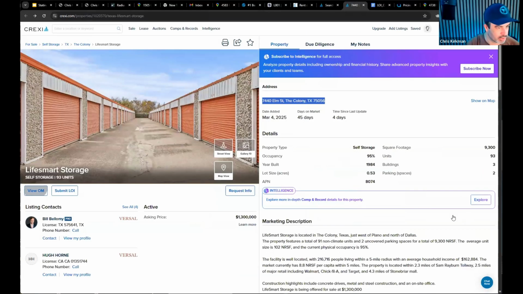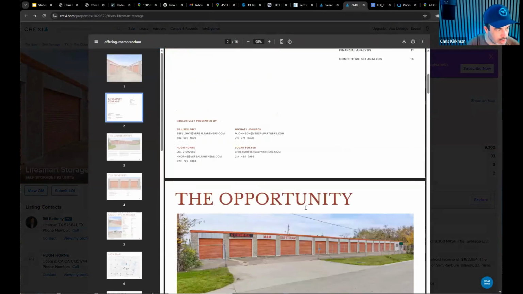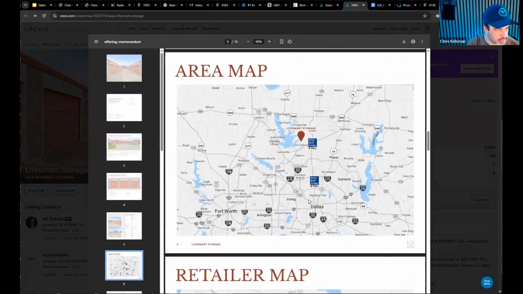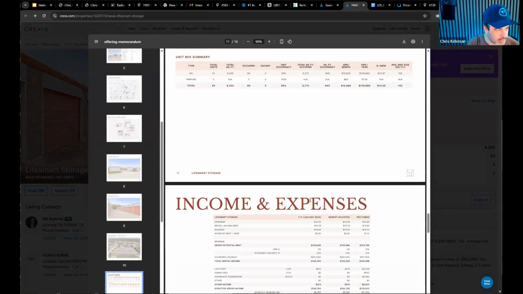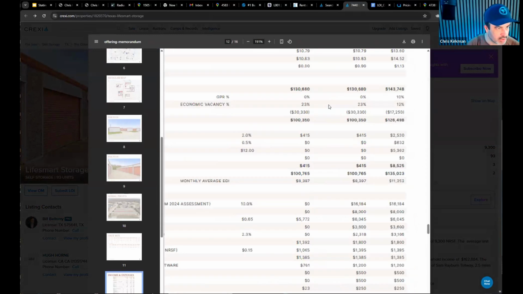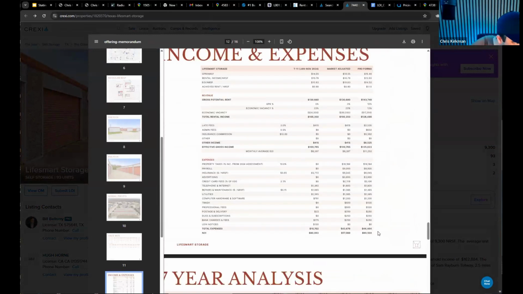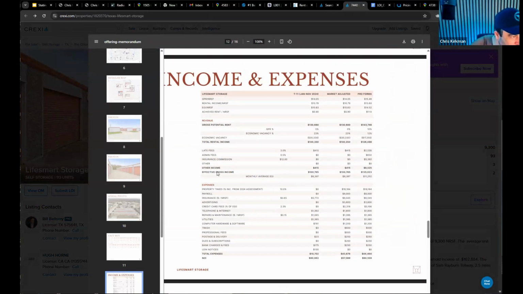Here we go. Get the OM again. Get all those details. Cool. We'll come back to that. All right, what are we looking at here? NOI, I don't care about that. Expenses is 44,000. What are they bringing in? Effective gross income. What's their occupancy? Gross potential 130. That's all we care about. 130. Expenses are about, what did they say?